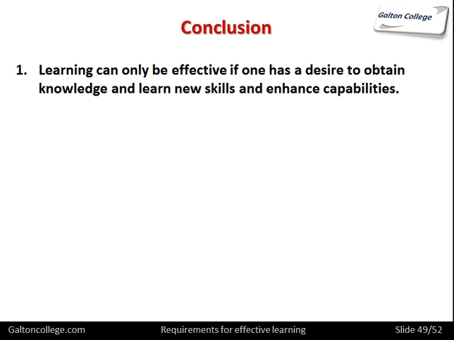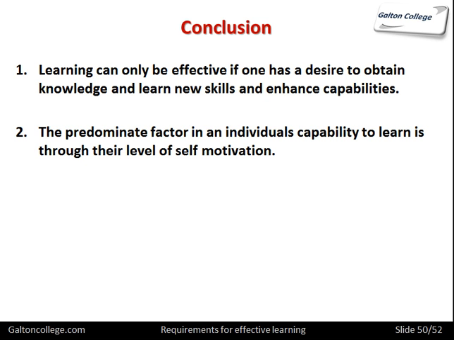Now the conclusion. Learning can only be effective if one has a desire to obtain knowledge and learn new skills and enhance capabilities. So you have to have the desire to learn, or it's never going to happen. The predominant factor in an individual's capability to learn is their level of self-motivation. Self-motivation is essential. They must be prepared to self-motivate in order to achieve. They must drive themselves. They can't always be pushed by someone else.